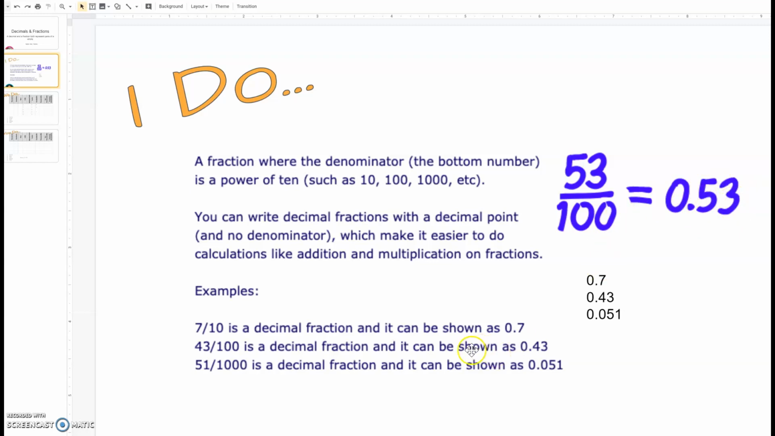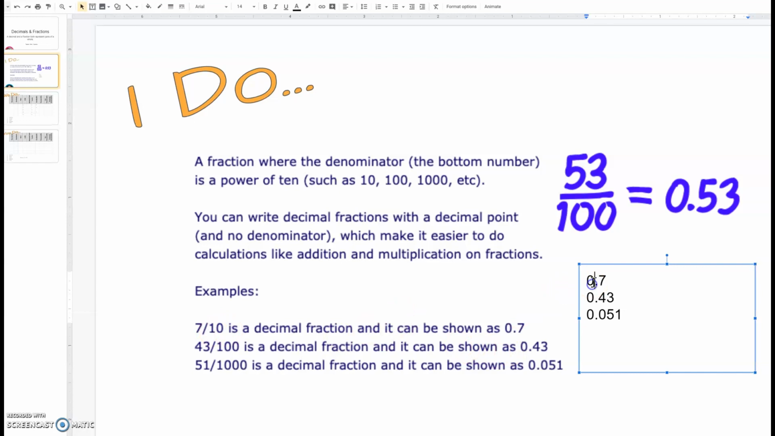Down here, same thing, and I've got some examples here that I retyped. I actually had trouble recording this video previously, so I'm recording it a second time. Hopefully this time my sound is working. So I have 7/10, and I would write that as 0.7. 43 hundredths, I would write that as 0.43.